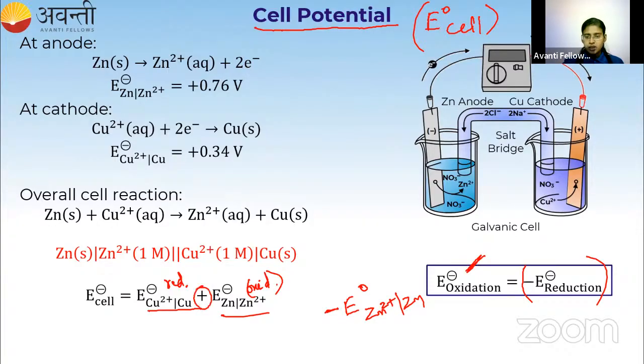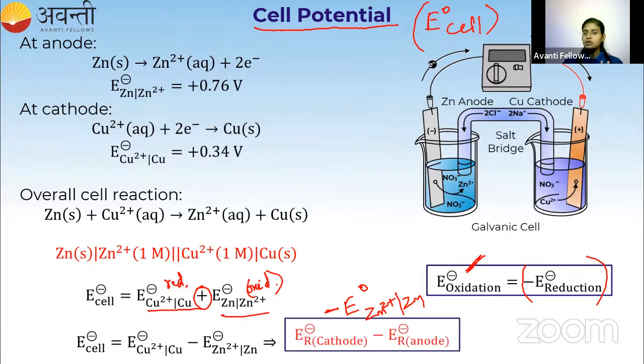By doing so, I will get one more relation, which is equal to E0 of copper 2 plus bar copper minus E naught of zinc 2 plus bar zinc. Now both are in terms of reduction potential value, which is equal to E naught of cathode minus E naught of anode for reduction potential.